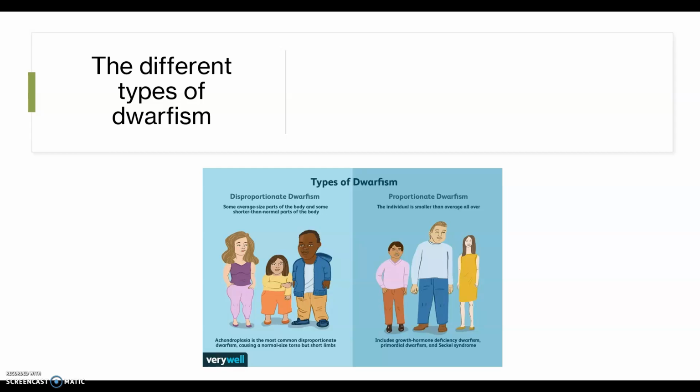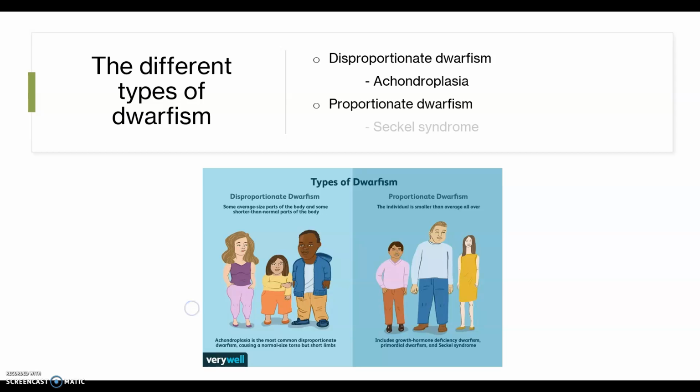So there are 2 different types of dwarfism. Disproportionate dwarfism, which includes achondroplasia, which is the most common form of dwarfism and the one that we tend to think of when we think of someone who has dwarfism. And proportionate dwarfism, which includes Seckel syndrome.